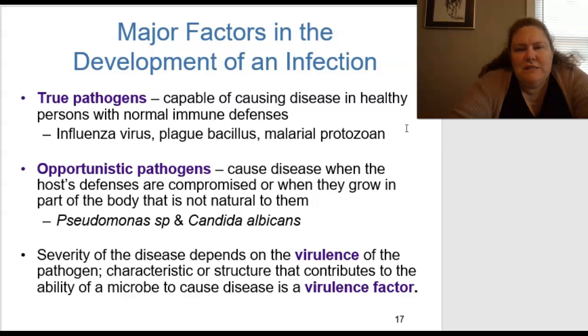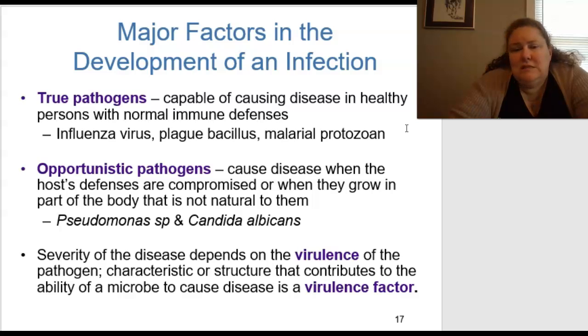So there are major factors that influence the development of an infection. The first one is true pathogens, and these are capable of causing diseases in healthy people with normal immune defenses. This would be like the influenza virus, the plague bacillus, and the malarial protozoan. We also have opportunistic pathogens, and these cause diseases when the host defenses are compromised or when they grow in a part of the body that's not natural to them. An example of this would be Pseudomonas or C. albicans. Get these in a non-normal area, and it's going to cause some problems.